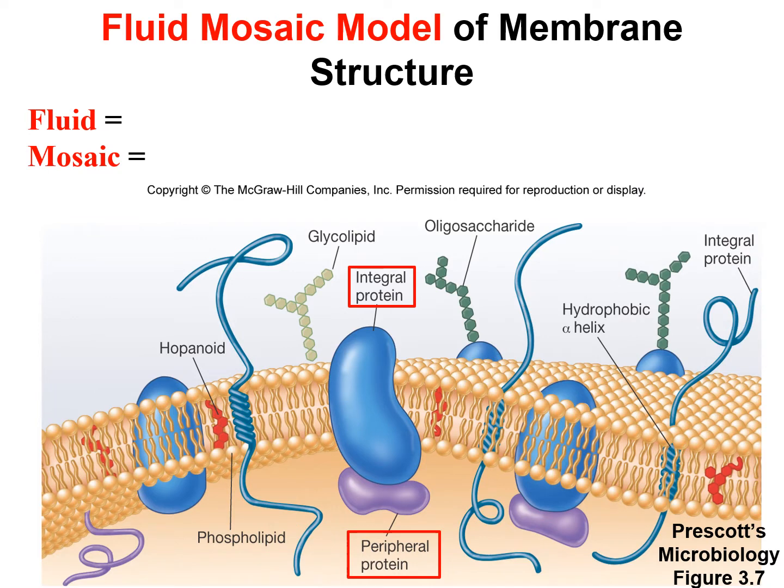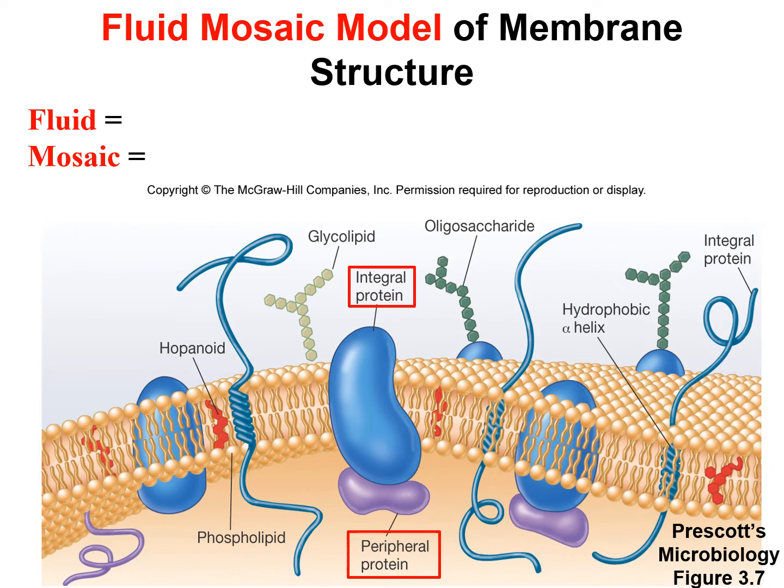We use the fluid mosaic model to describe the structure of the plasma membrane. And this is just like you learned with the eukaryotic cells. So remember that fluid refers to the fact that the phospholipids are moving. So it's not a static structure. So it will move, and the proteins in the membrane can move around. So it is a fluid structure and not something that's just solid and doesn't move at all.